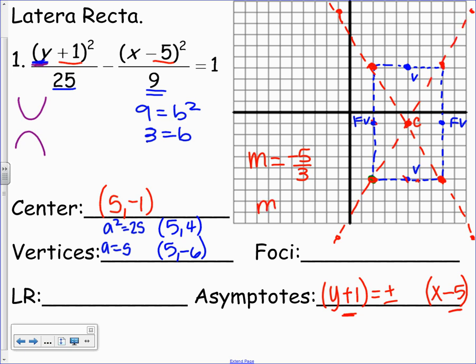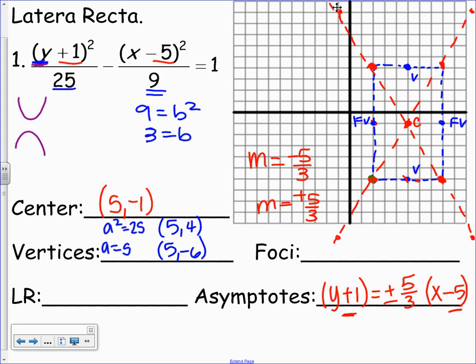But my other slope is positive 5/3. So down here, for my asymptotes, I've got 2 of them. That's all they are. Okay, so that gives me the overall boundary lines for my graph.